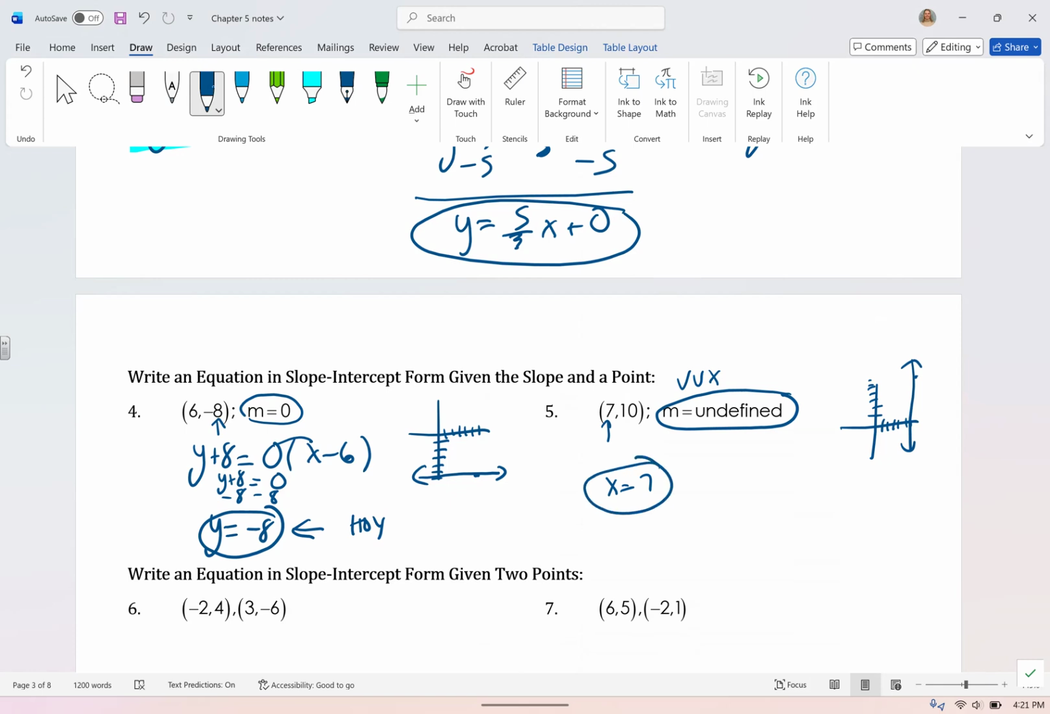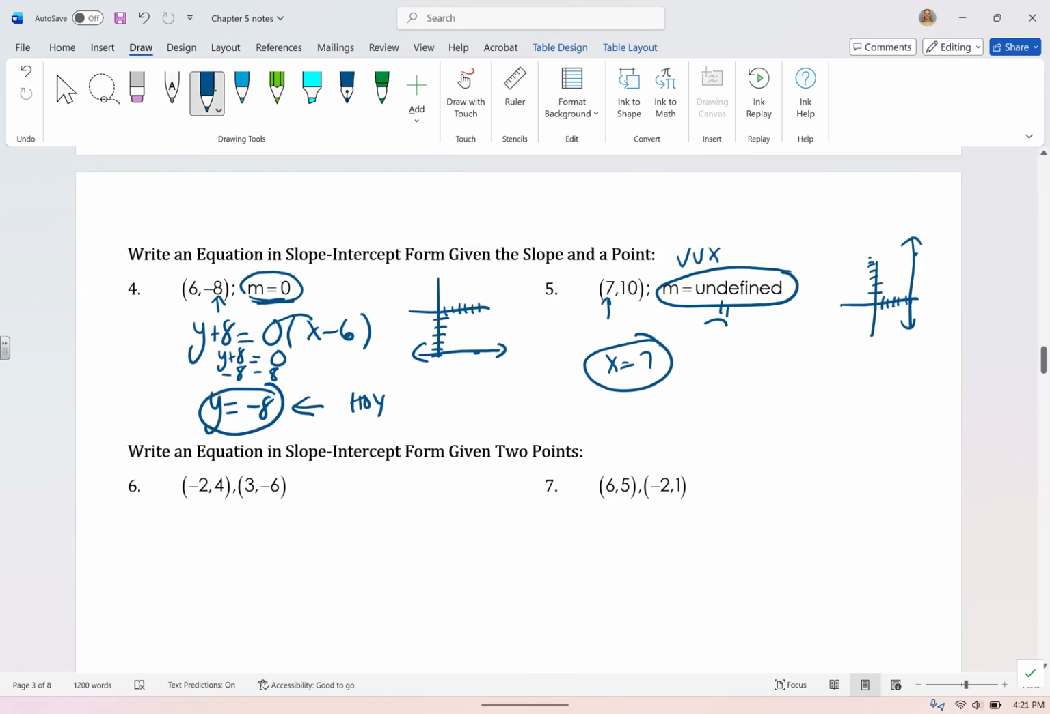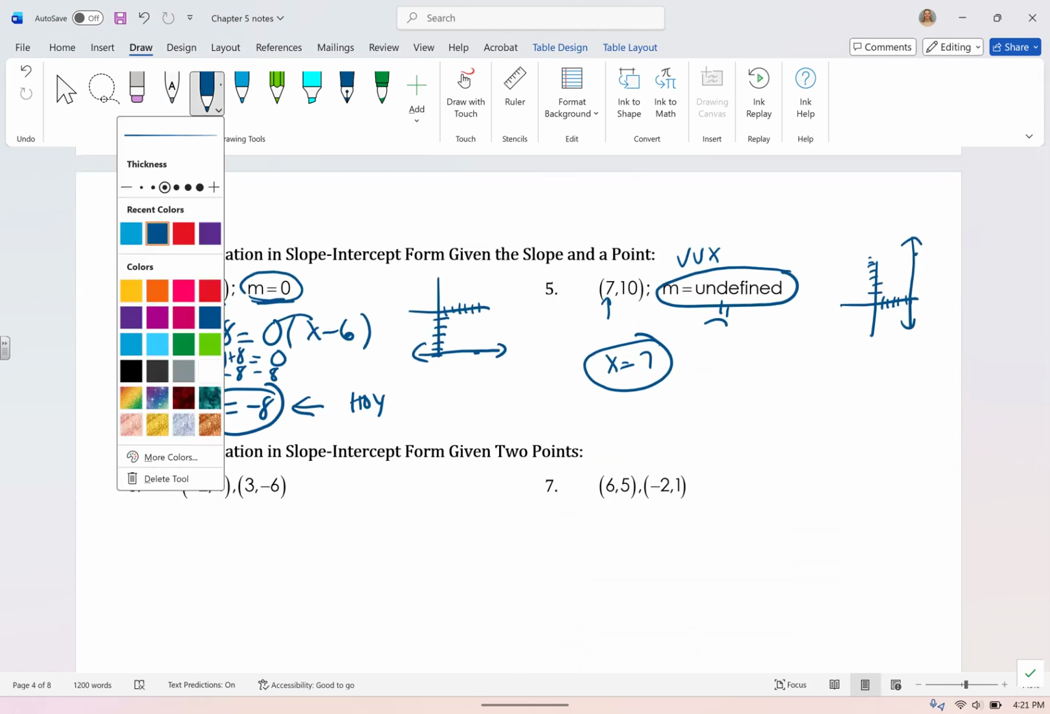So if you see a slope of 0 or undefined, really be careful to write x equals or y equals, depending if it's vertical or horizontal. You do need to know Hoy-Vux. We really don't use point slope if you've got a vertical or horizontal line. It does kind of work if your slope is 0. It doesn't work if it's undefined. So it's a good idea to remember, if your slope is weird, then you need to make sure you use Hoy or Vux.